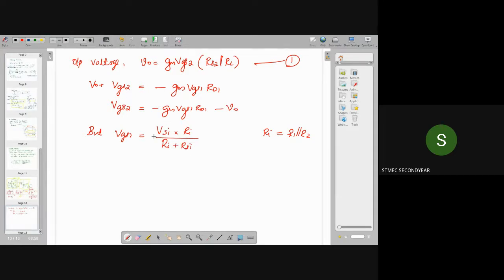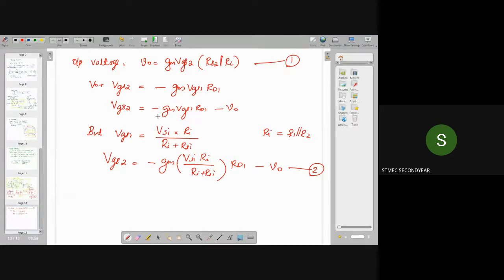Now substitute for VGS1 in this equation. You will obtain VGS2 is equal to minus gm1 into VGS1, that is VSI into RI divided by RI plus RSI, into RD1 minus V0. So this is our VGS2. I'm taking this as equation number 2.